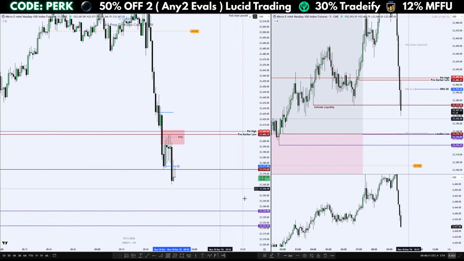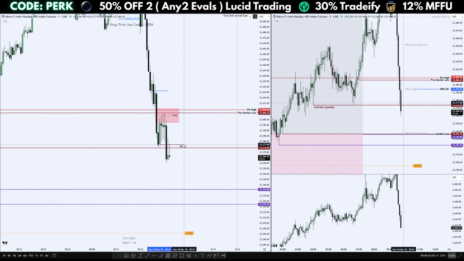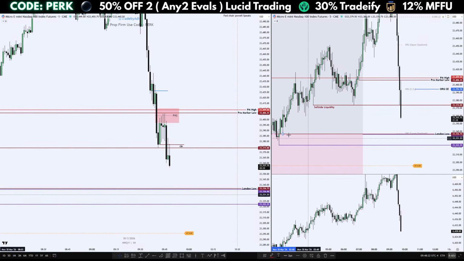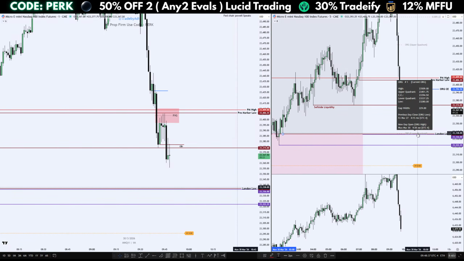Let's see how this order block is going to trade. And the London low is also in the same area and at the equilibrium, 23,336, and also the lower quadrant of the opening range gap. Those three levels are meeting at the same area. You can see.